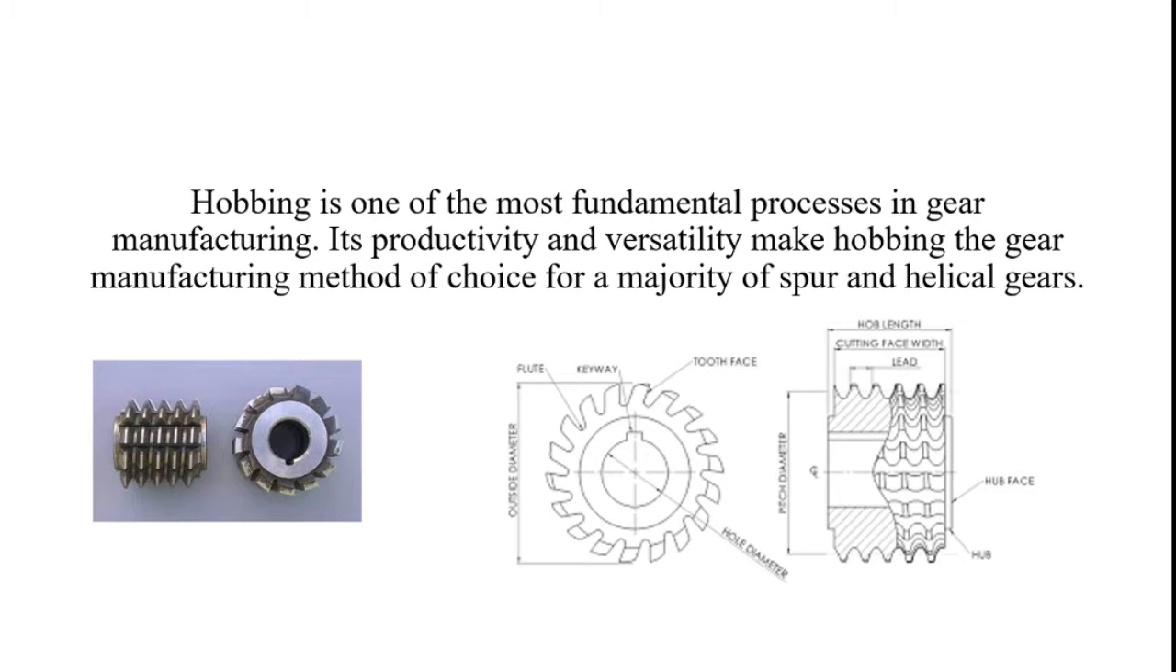We can't achieve mass production with the gear milling process, so we go for gear forming processes like gear hobbing and gear shaping. On the lower left-hand side, there is a gear hobbing tool. The tool is cylindrical in shape. On the cylindrical shape there are n number of teeth.